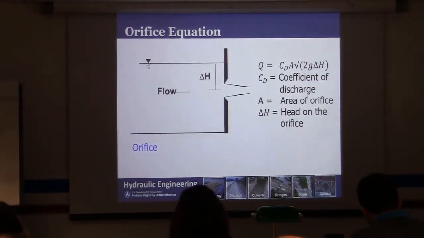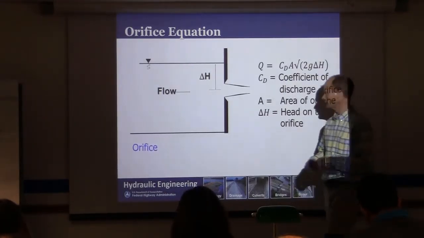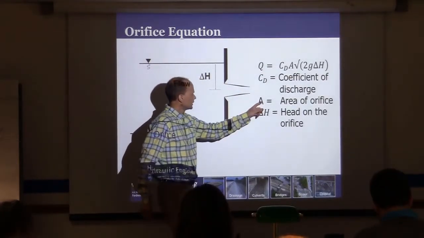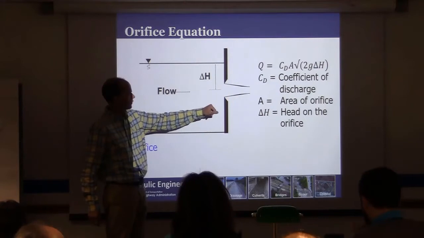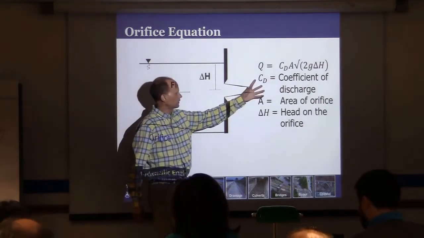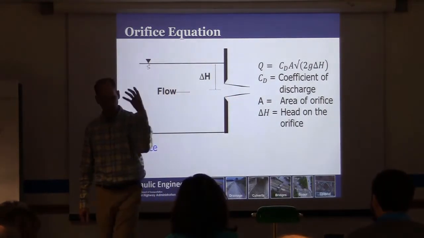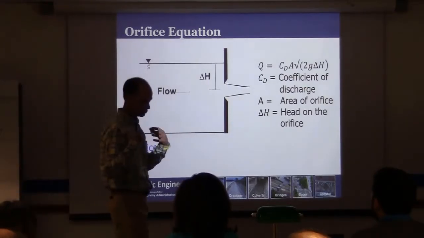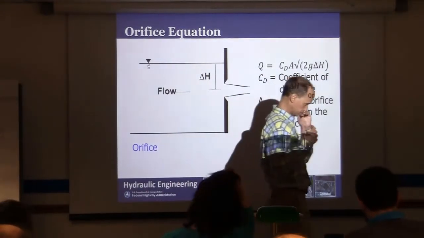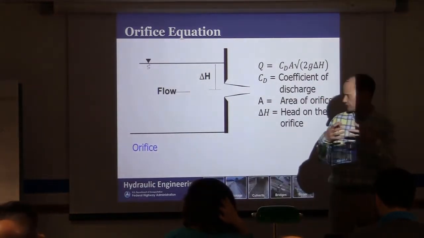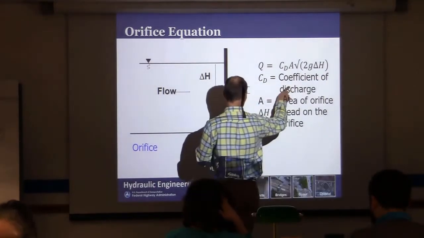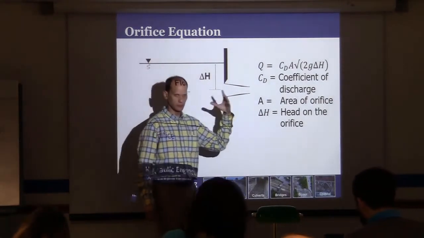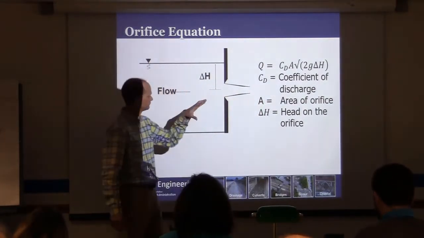All right, the orifice equation, you get it pretty straightforward. Again, we talked about what delta H is, so you can figure that out. A is the area of the orifice. There will also be a coefficient of discharge for the orifice, and it depends mostly on the shape and geometry of the orifice. And again, you look this up in a table. For a sharp-edged orifice like this, it's typically in the 0.6 to 0.7 range.